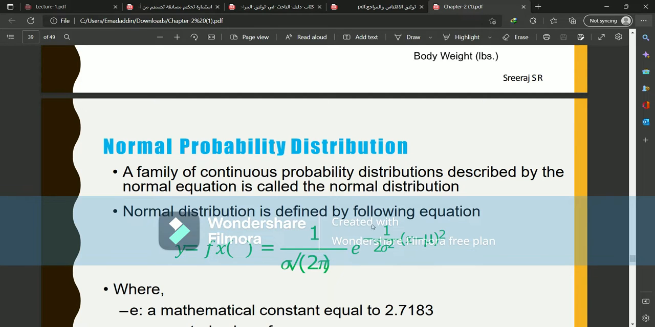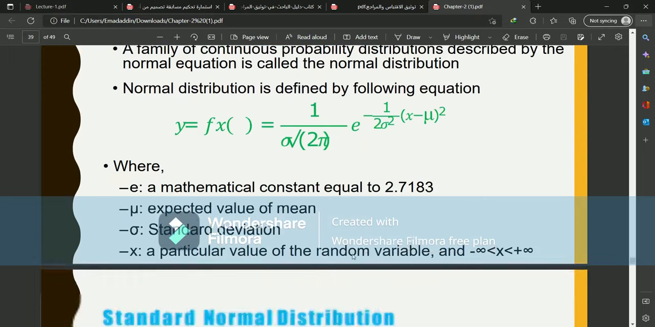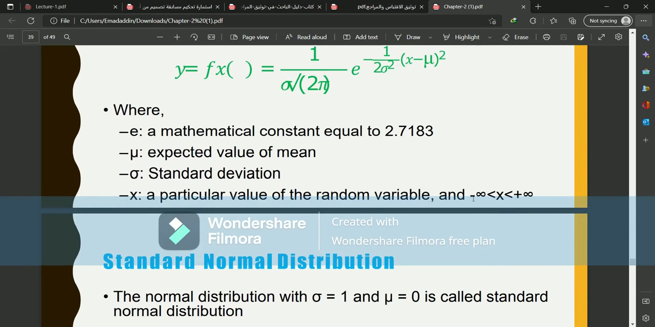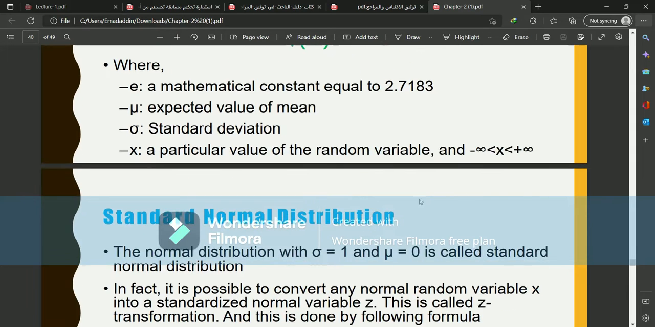Normal distribution is defined by the following equation: y equals f(x) equals 1 over sigma root 2 pi multiplied with the exponential power of negative 1 over 2 times (x minus mu over sigma) squared, where e is a mathematical constant equal to 2.7183, mu is the expected value or mean, sigma is the standard deviation, x is a particular value of the random variable, and x ranges from minus infinity to plus infinity.